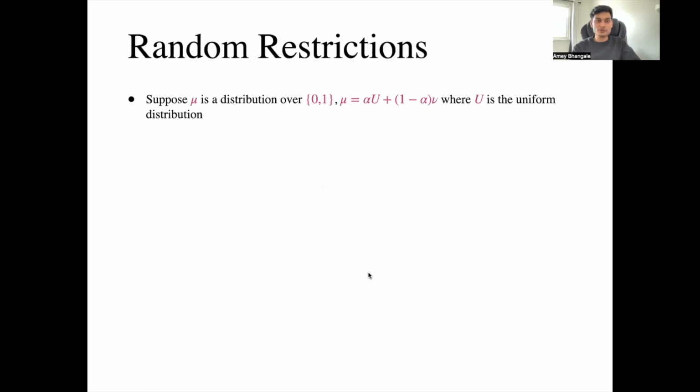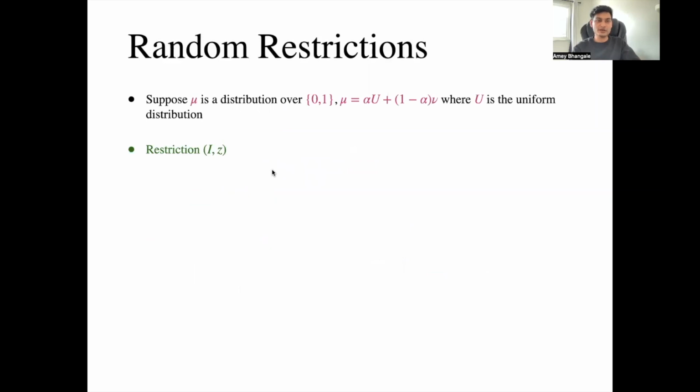So suppose mu is a distribution on the bits {0,1}, where it has some uniform component, and the other component is non-uniform over the bits {0,1}. So U is a uniform distribution on the bits 0 and 1, and alpha is some constant less than 1.